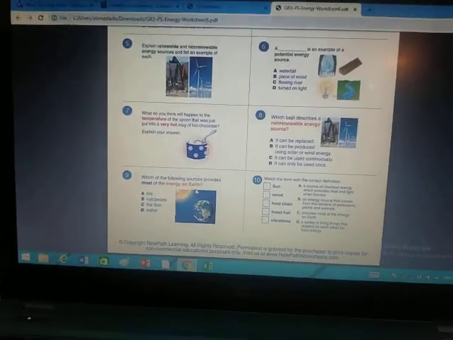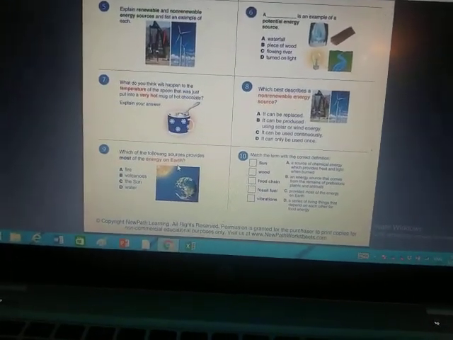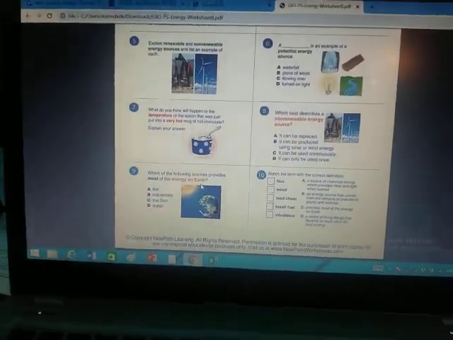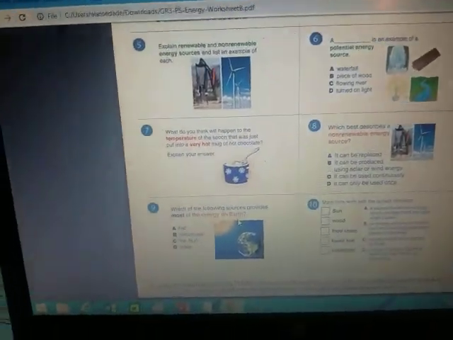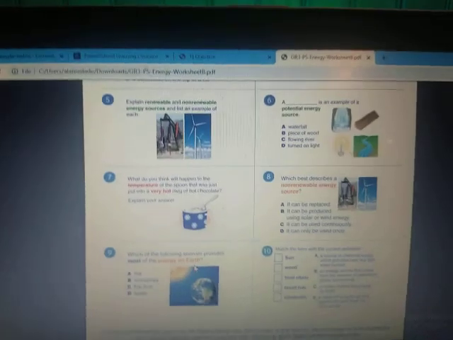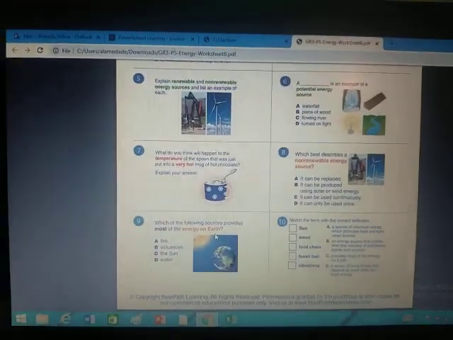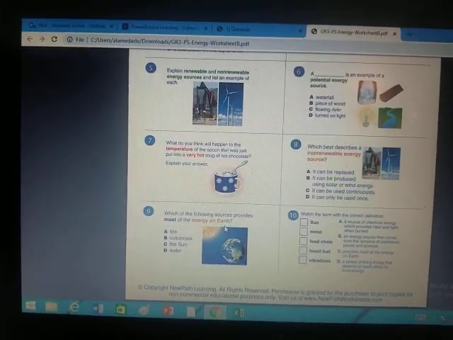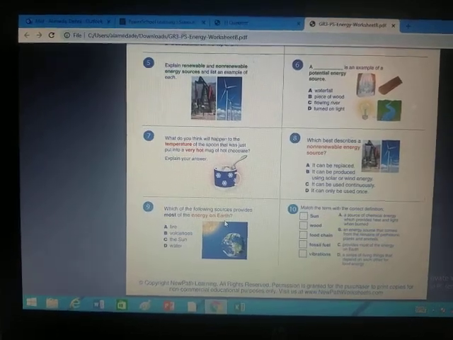So I'm sending all this to your parents. Like I said, just either print this one out and circle your answers, or you might be able to write on the PDF and circle it. Or if you don't have this and you don't have a printer, just copy the questions in your notebook and circle the answer for me.